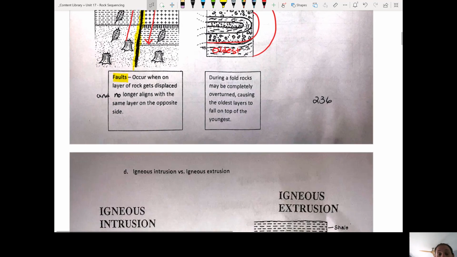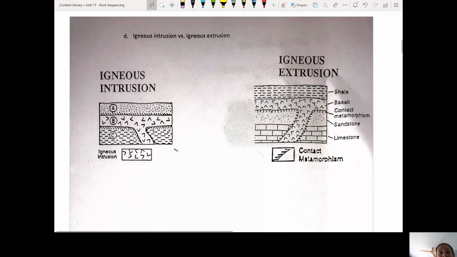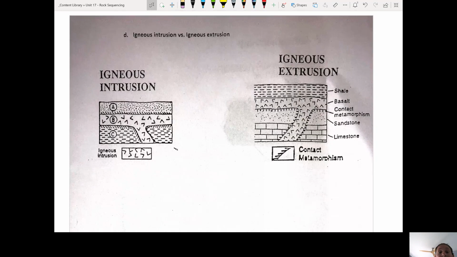Okay. Now, two things that we need to be able to distinguish between are an intrusion and an igneous extrusion. During an igneous intrusion, okay, if we look at rock layers A, B, and C, you would assume that C is the oldest because it's on the bottom.